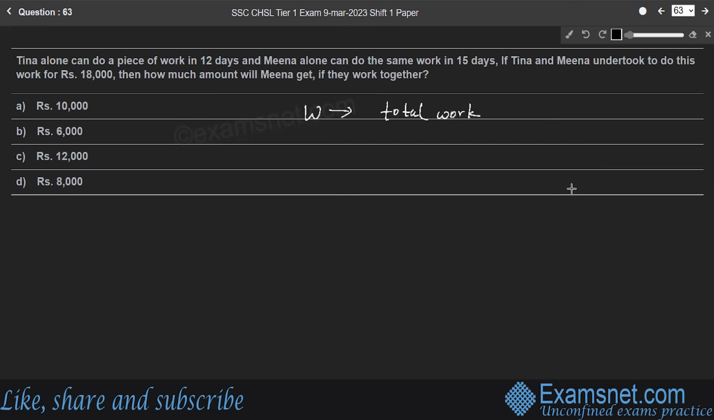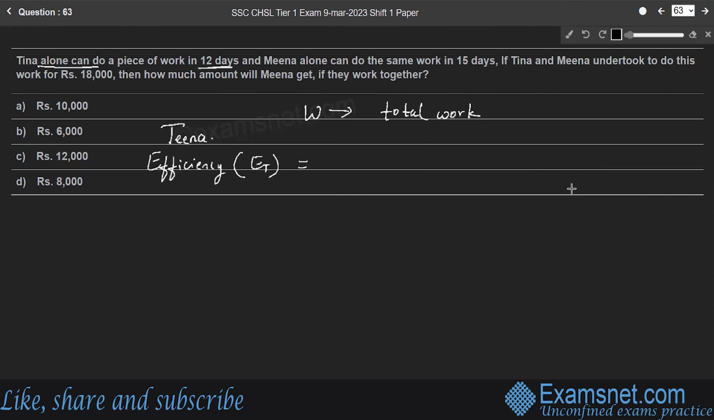First, we need to find the value of W. Here it is given that Tina alone can do a piece of work in 12 days. We'll consider Tina's case, right? So in 12 days, Tina can do W amount of work. Therefore, efficiency of Tina, I'll consider it as ET.